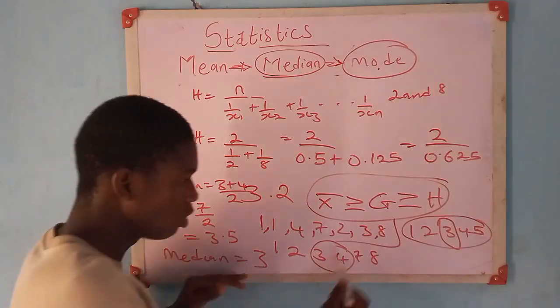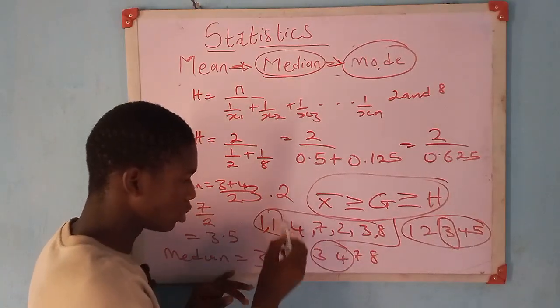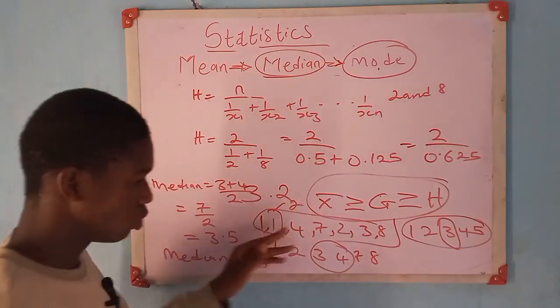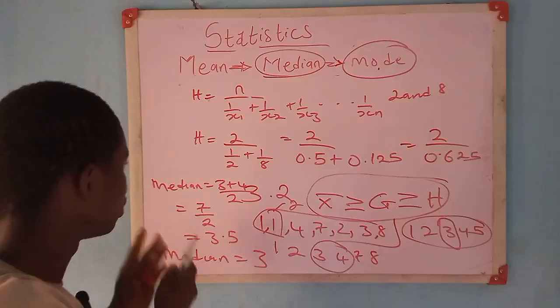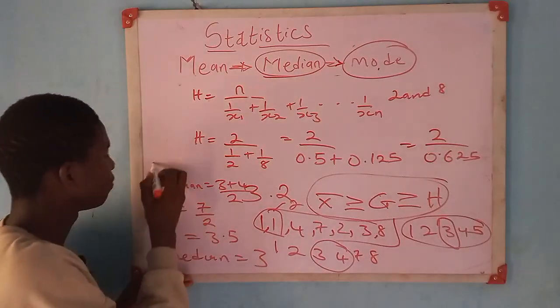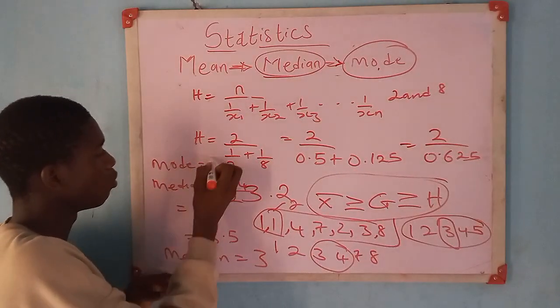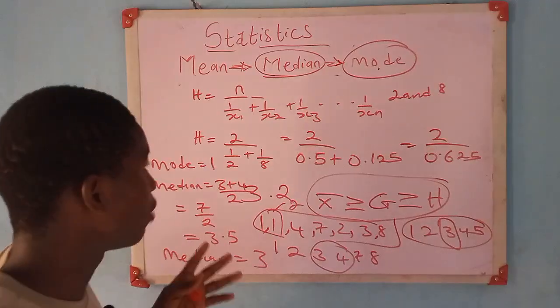You understand? So if you look at these numbers here, 1 appears 2 times, while the rest appear 1 time. So it simply means that the mode in this particular question is going to be 1. You understand? Because it's the one that appears most.